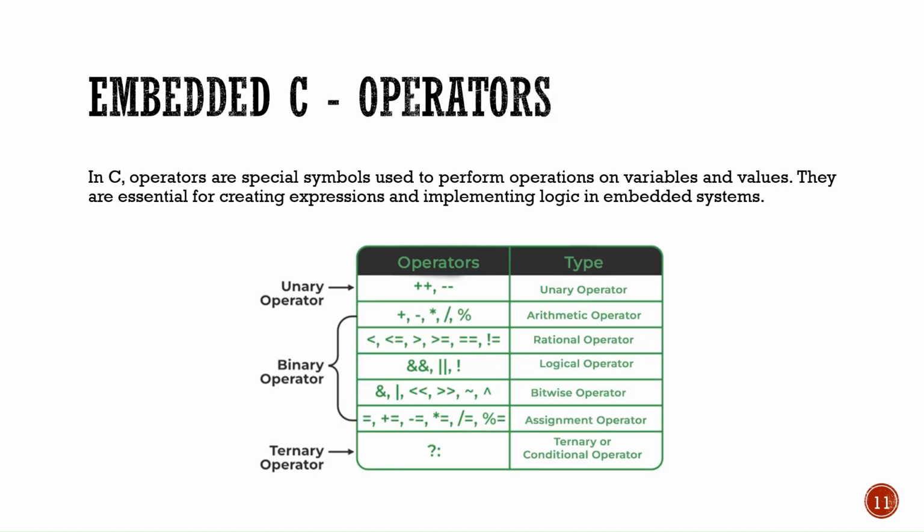Embedded C operators. In C, operators are special symbols used to perform operations on variables and values. They are essential for creating expressions and implementing logic in embedded systems. The following are the operators available in C: unary operators, arithmetic operators, relational operators, logical operators, bitwise operators, assignment operators, and ternary or conditional operators.